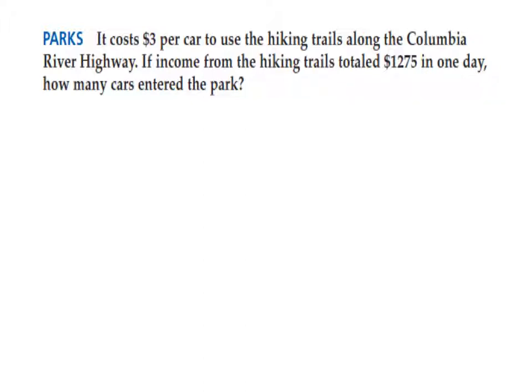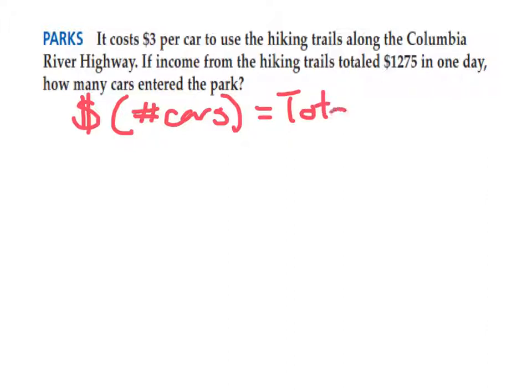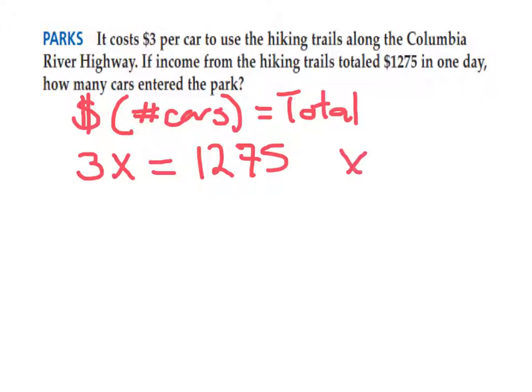Well, let's see here. I know that it costs some sort of money. And if I multiply that by the number of cars, it would give me the total. So I'm going to look at the problem again, and yes, it costs $3 per car. We don't know how many cars because that's what it's asking us for. And it totaled for that one day 1,275. So my x is going to be representing the number of cars that entered the park that day.